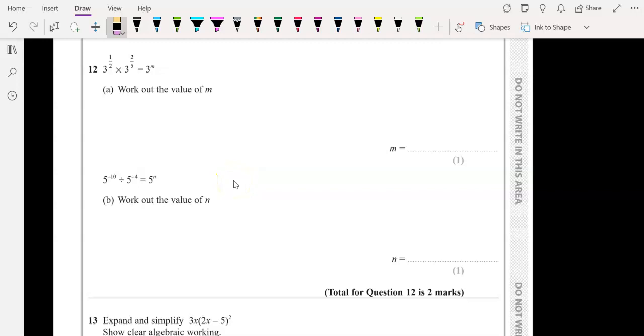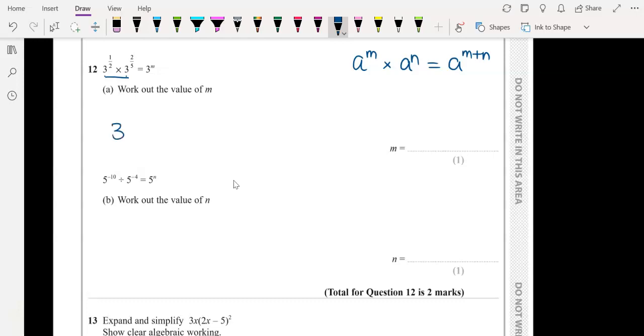Welcome back. We'll continue with question number 12. 3 power half into 3 power 2 by 5 equal to 3 power m. So it is related to exponents, so we should know the property of exponent. When we multiply two exponents which have the same base, in that case we add the powers. So the left hand side, 3 power half and 3 power 2 by 5.